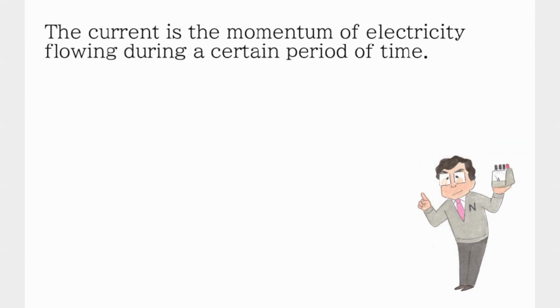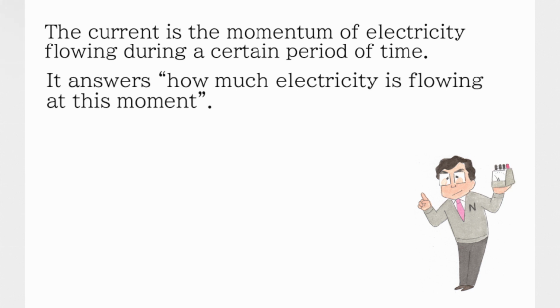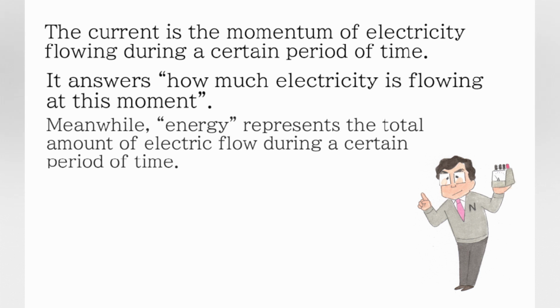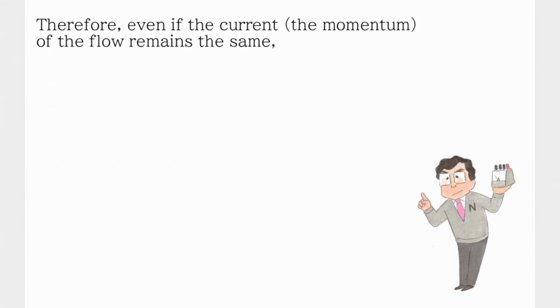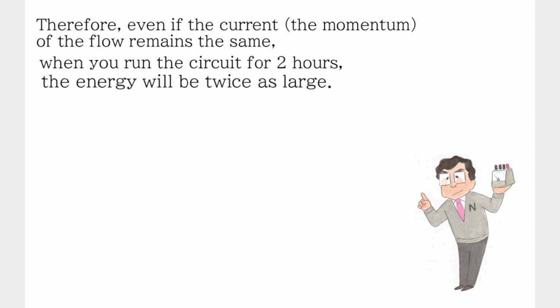The current is the momentum of electricity flowing during a certain period of time. It answers how much electricity is flowing at this moment. Meanwhile, energy represents the total amount of electric flow during a certain period of time. Therefore, even if the current, the momentum of the flow, remains the same, when you run the circuit for 2 hours, the energy will be twice as large.